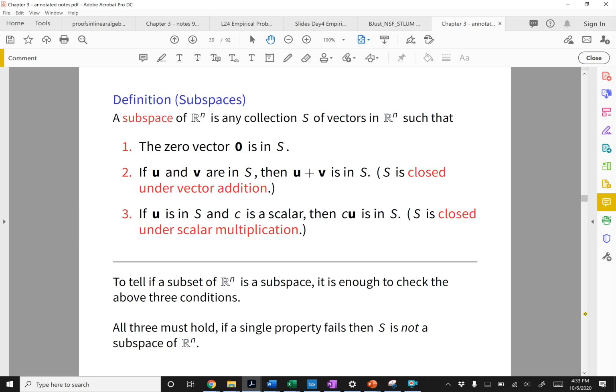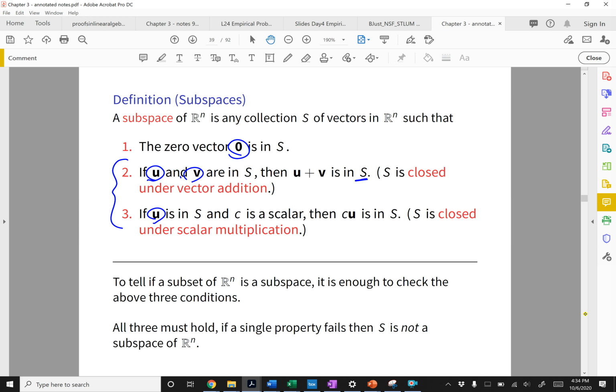So a subspace of Rn is any collection S of vectors in Rn that has these three components. So it needs to have the zero vector. Any two vectors, u and v, if you add them together, that's also in S. That's also in the subspace. And if you take a scalar multiple of any vector in there, it's also in the subspace.